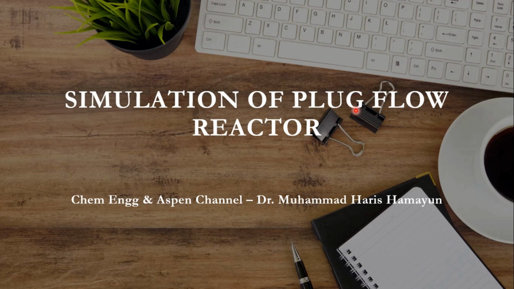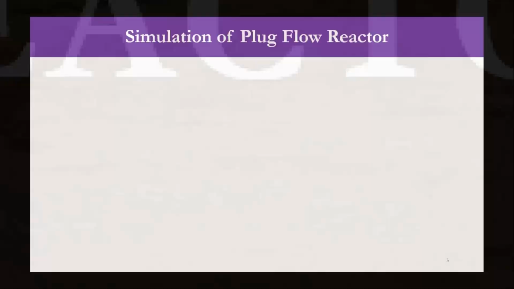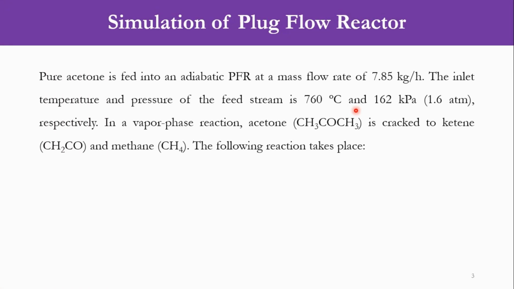In today's video, we will be simulating the plug flow reactor using Aspen Plus, and the engineering problem statement for today's activity is that pure acetone is fed into an adiabatic PFR, which is a plug flow reactor, at a mass flow rate of 7.85 kg per hour. The inlet conditions of temperature and pressure of the feed stream are 760 degrees centigrade and 162 kilopascal respectively.